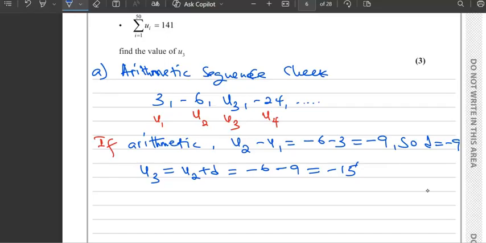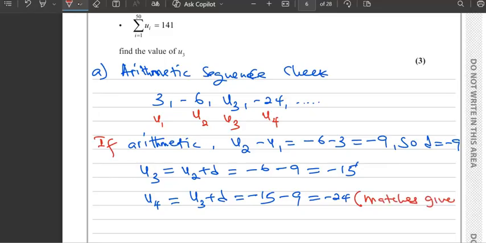We can also get u4, the fourth term. The fourth term is similarly the third term plus the common difference. If we substitute the third term that we've determined, negative 15, plus the common difference, negative 9, this gives you negative 24. So this matches the given value.